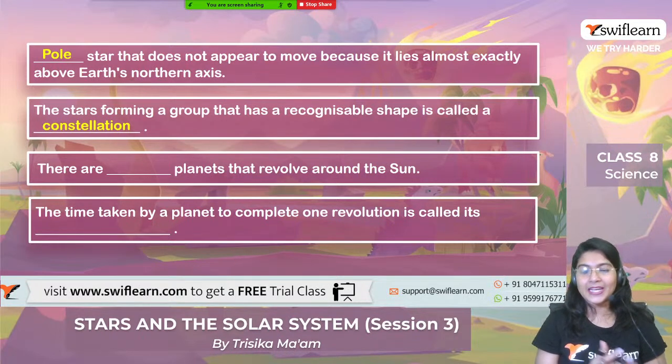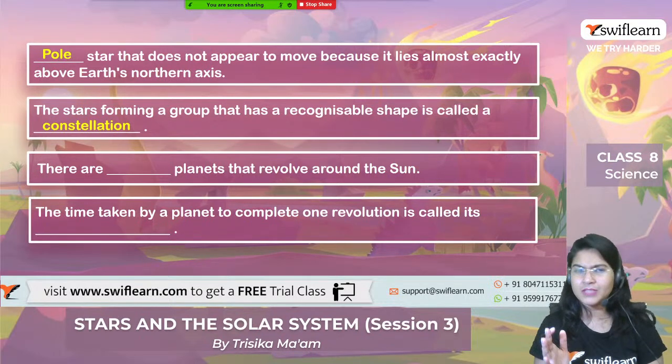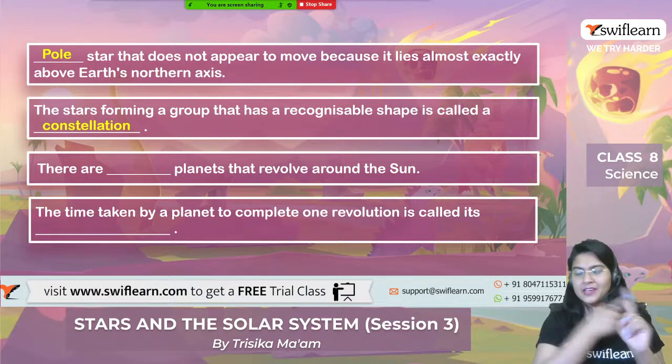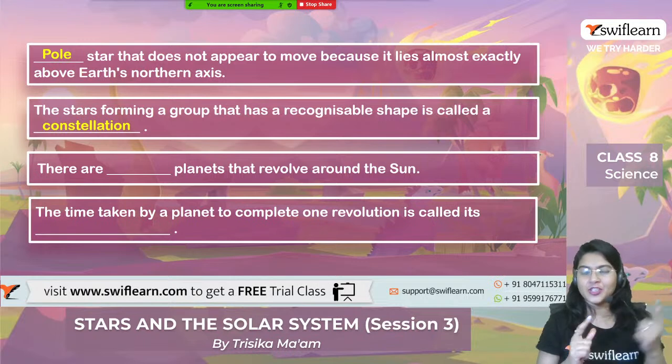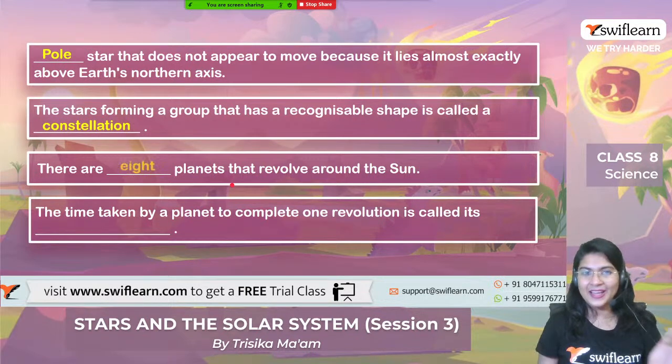How many planets are there in our solar system? Excluding the dwarf planets, you just have to give me the count of the planets. Mercury, Venus, Earth, Mars, Jupiter, Saturn, Uranus, Neptune. So how many is that? 8, right? Yes, the 8 planets are revolving around the sun.